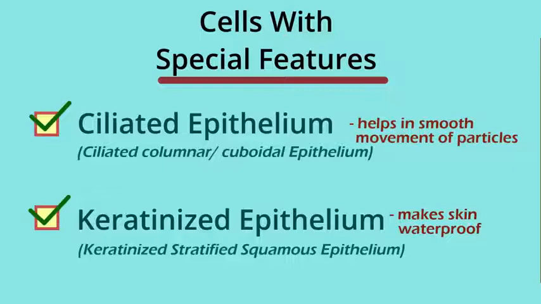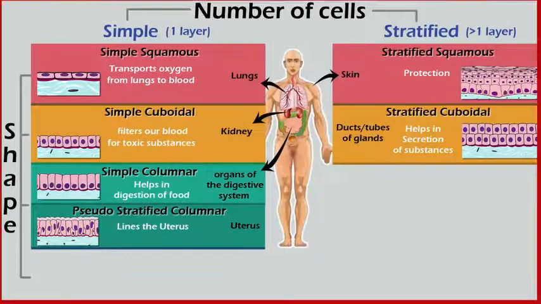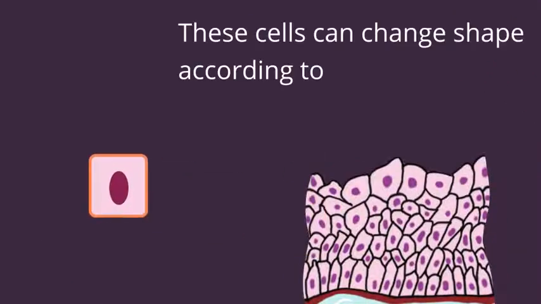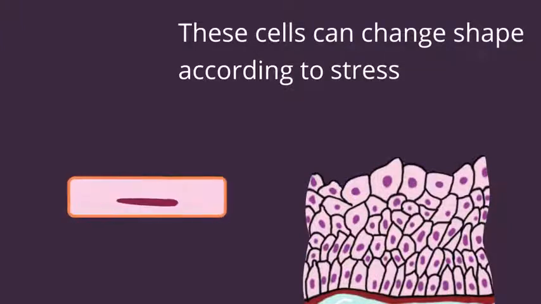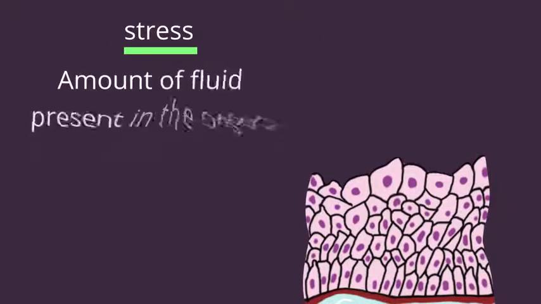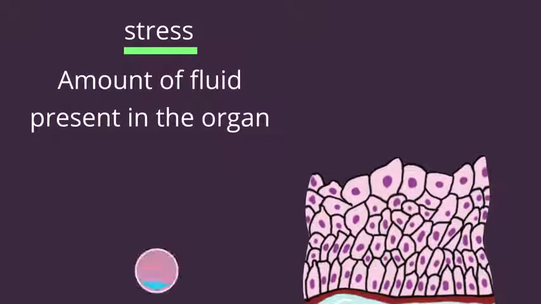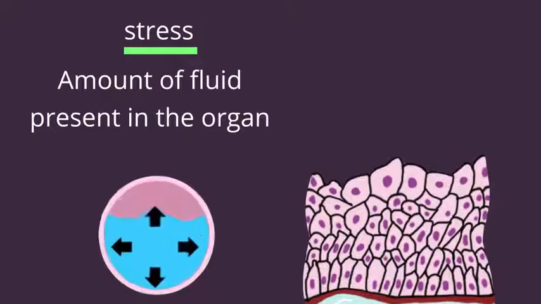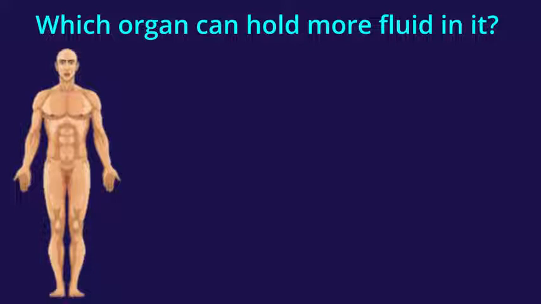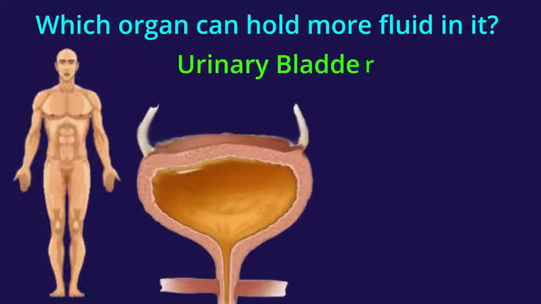So till now, we've been discussing this tissue based on the shape of the cell, right? But there's a magical type of epithelial tissue. This tissue can change the shape of its cell according to the stress it has been exposed to. And here when I say stress, it's the amount of fluid present in the organ. More the fluid, more the stress. So which organ do you think can hold a lot of fluid in it? Yes, it's the urinary bladder.